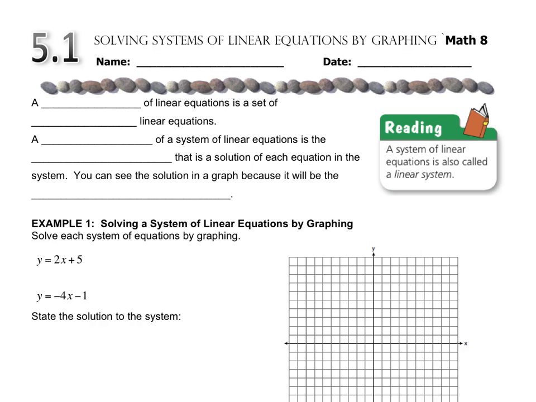So a system of linear equations is a set of two or more equations. A solution of a system of linear equations is the ordered pair, the x and y coordinates, that is a solution of each equation in the system. So to be a solution of the system, you have to be a solution to both or more equations, however many equations are in that system. You can see the solution in the graphing method because in the graphing method, the solution is the intersection point.